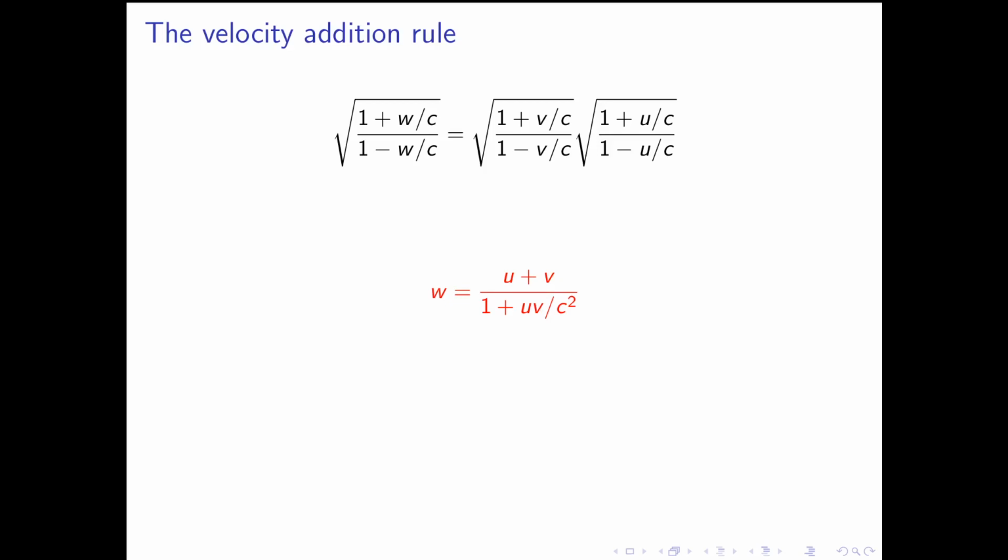But just as a check, if Charlie happened to be replaced by a flash of light, that is, U had been C, this gives us for W the result (C plus V) by (1 plus CV/C²), and simply cancelling out factors will tell you that W works out to be exactly the same as C. So, the speed of light is the same for Bob as it is for Alice, which is what, of course, our basic postulate of relativity had told us.